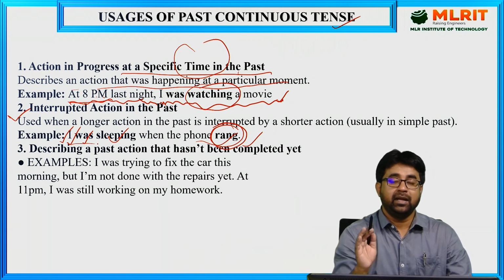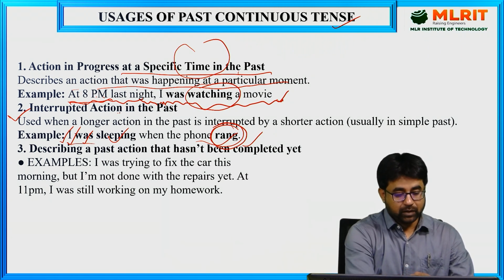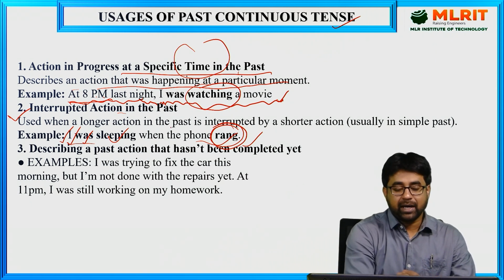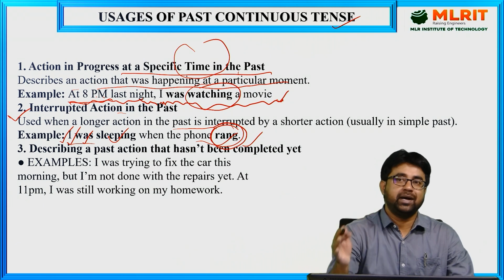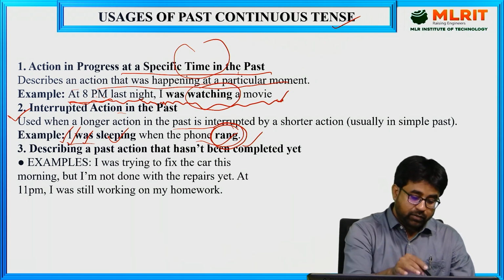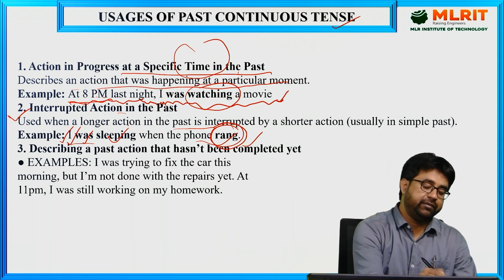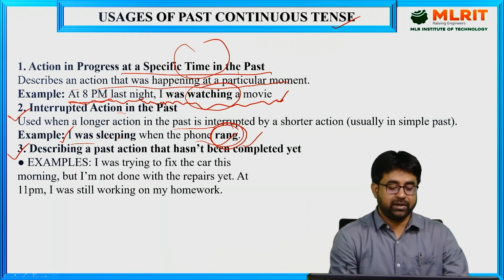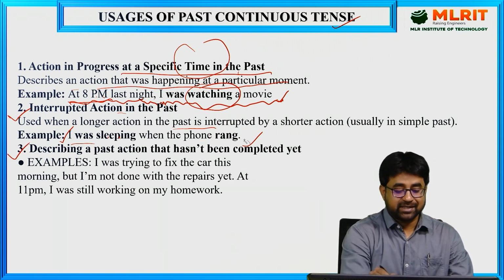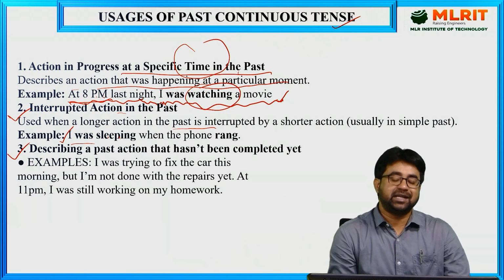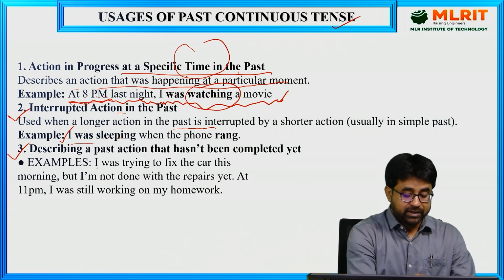So please remember, if we are talking about an interrupted action in the past, okay, it is normally used when a longer action in the past is interrupted. So the longer action would be interrupted. Sleeping obviously was a longer event, right? And that's why it got interrupted, and I am using which tense here? I am using past continuous tense. The third usage of past continuous tense. Now let's come to that. Describing a past action that has not been completed yet. So if I am talking about a past action that has not been completed yet, see here the sentence.